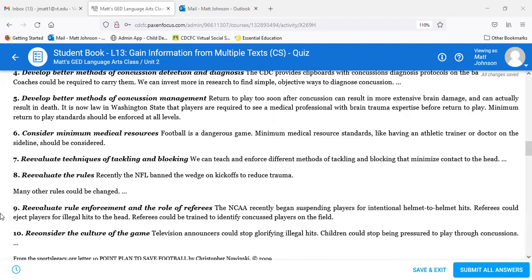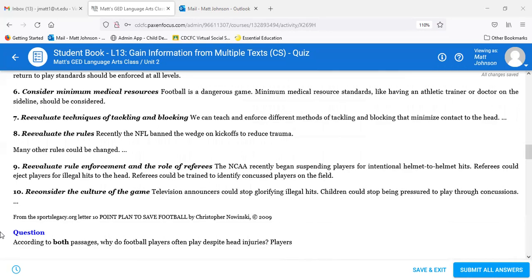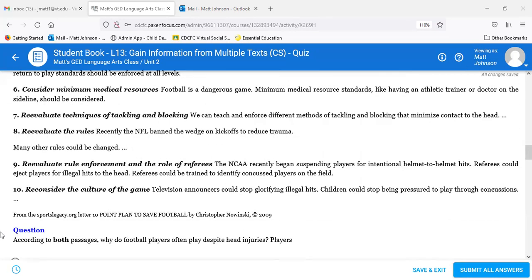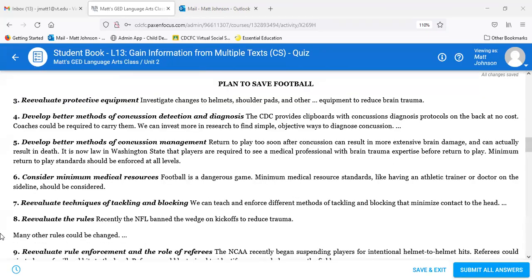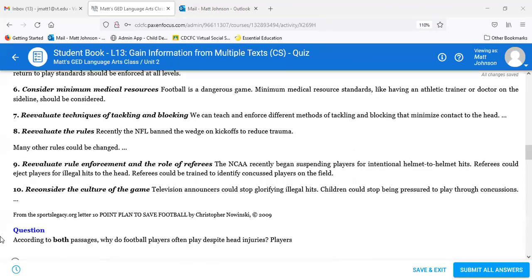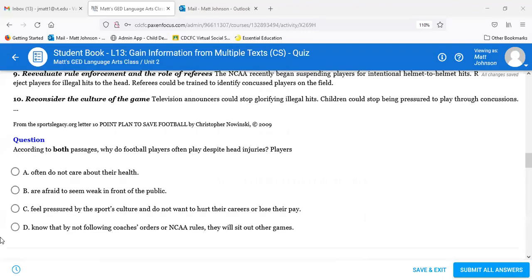Reconsider the culture of the game. Television announcers could stop glorifying illegal hits. Children could stop being pressured to play through concussions. And once again, that's from the sportslegacy.org letter, Plan to Save Football, by Christopher Nowinski, 2009. So let's take a look here. We are on number 2. Sasha Gay, would you read question 2 for us?